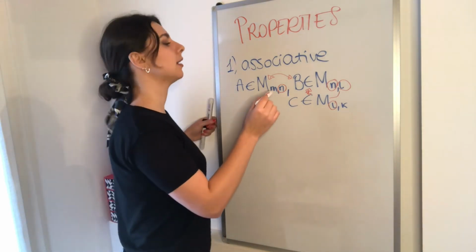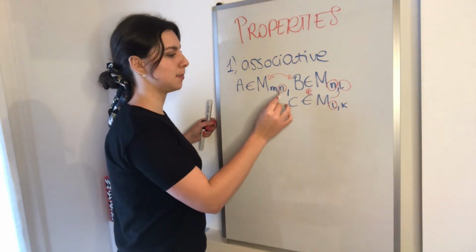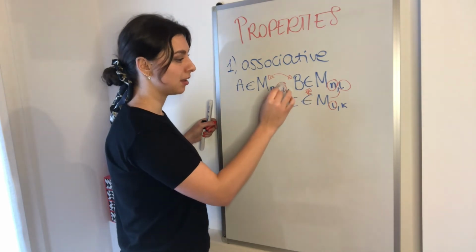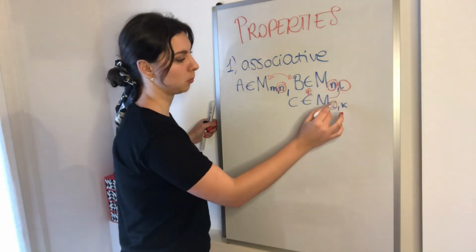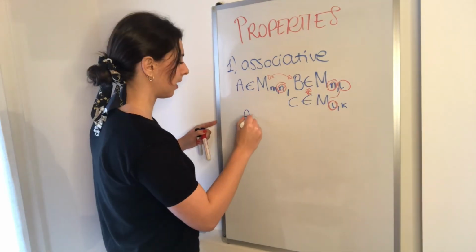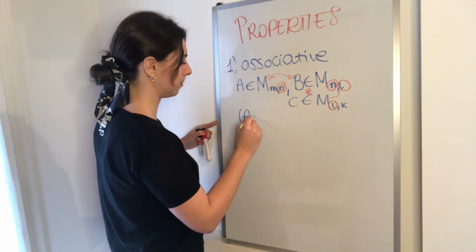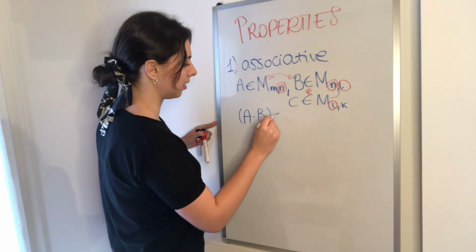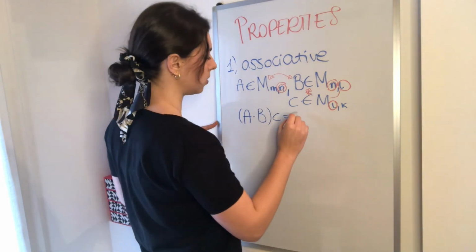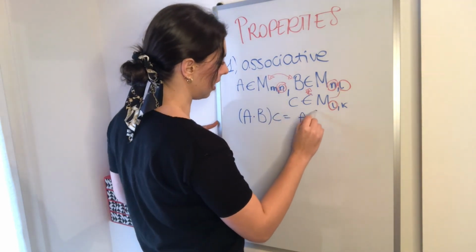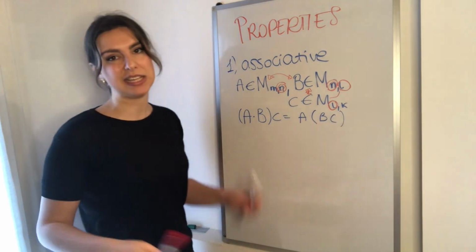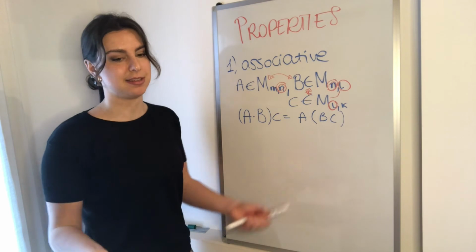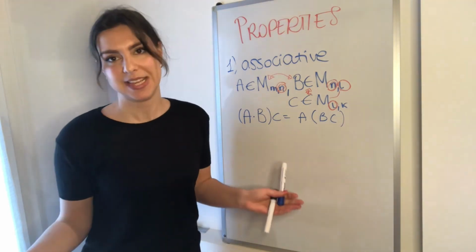So A has to be compatible with B when we want to multiply them, and B has to be compatible with C. So A B C is equal to A, B, C. So easy, common, we've seen this a lot. That's it.